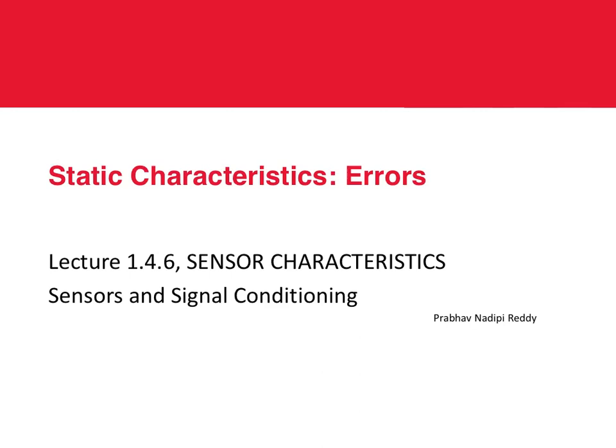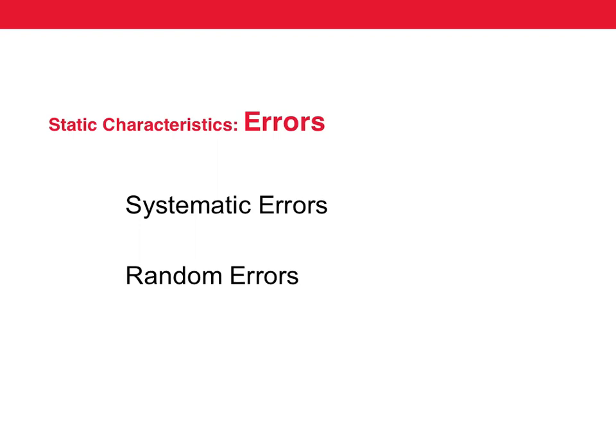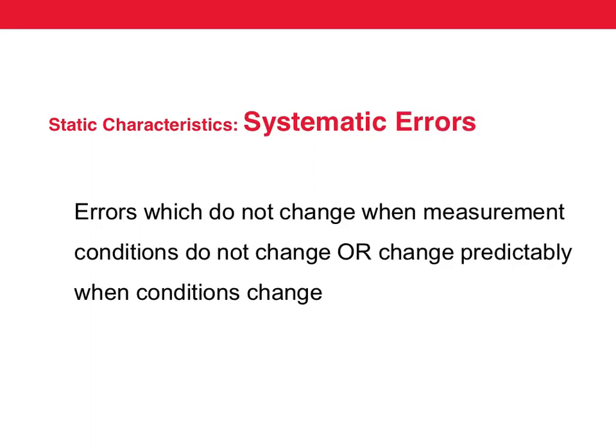So we've been looking at sensor characteristics, and the last static characteristic that we will look at is errors. There are two kinds of errors that we can talk about. We can talk about systematic errors, and we can talk about random errors. What are systematic errors? Systematic errors are errors that do not change when the measurement conditions do not change, or they change predictably when the conditions change.